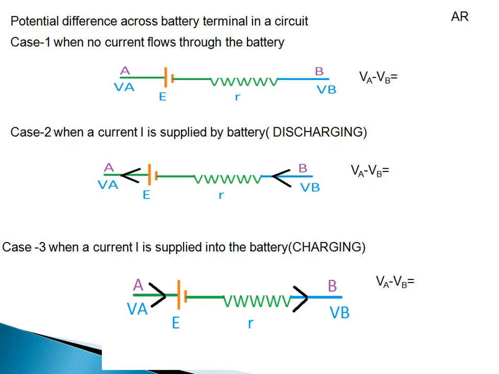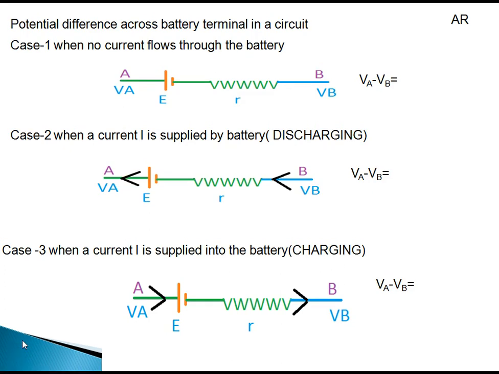Now I am giving you three situations. You have to write what is VA minus VB in these three situations. Firstly, you pause the video and solve yourself as I explained in the last lecture. Then you again play the video and check it. Firstly, I will explain the second and third.